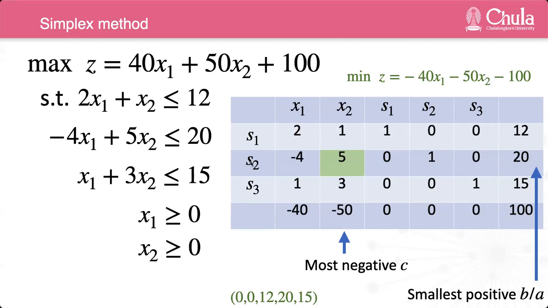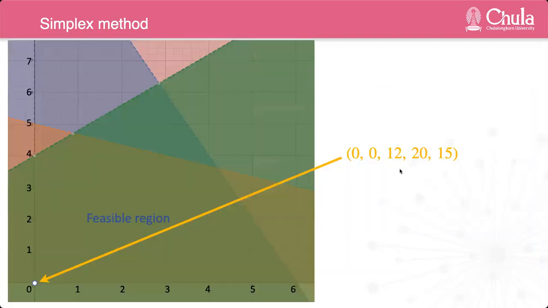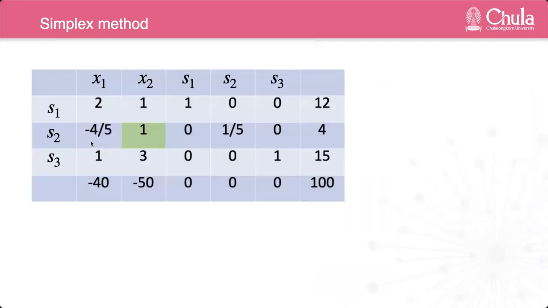But then for the next round, if we work with X2, then our target is we have to convert this table such that this element must be 1. How to make this element 1? Divide this row by 5. So it becomes -4 over 5, 1, 0, 1 over 5, 0, and 4.